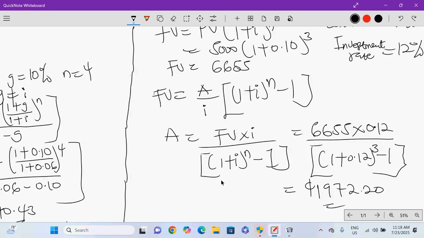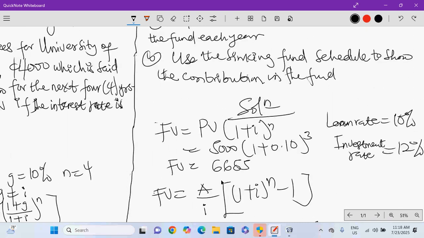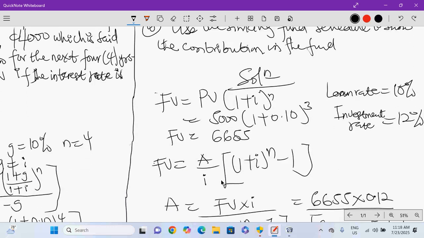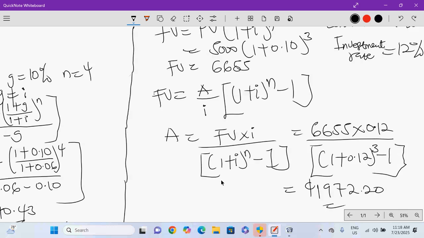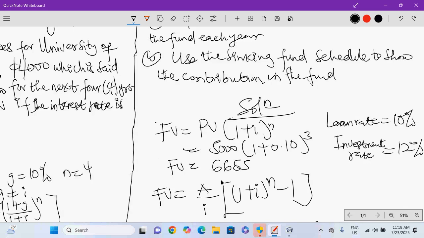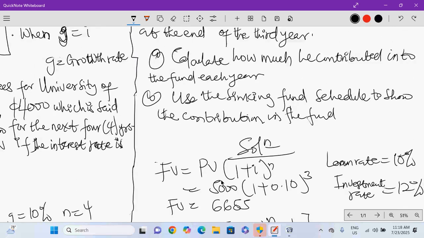1,972.20. That is the equal amount that they would have to contribute into the fund each year. So it has to contribute 1,972.20 into the fund each year, to be able to meet the 6,655 value.